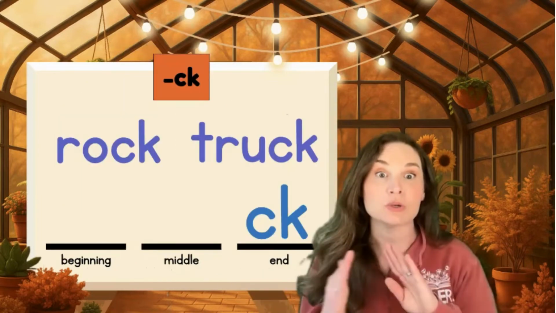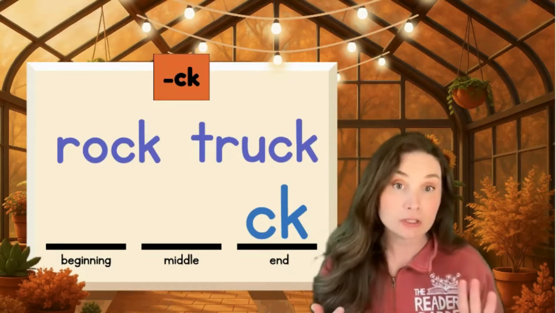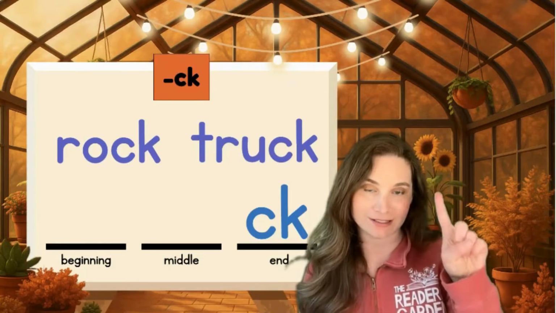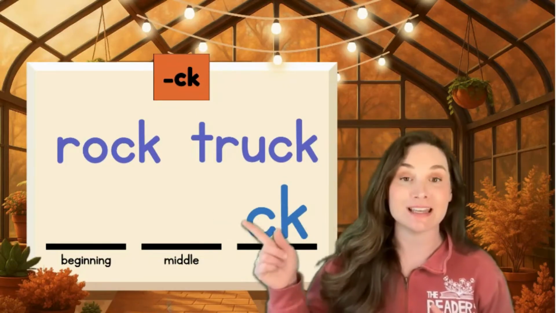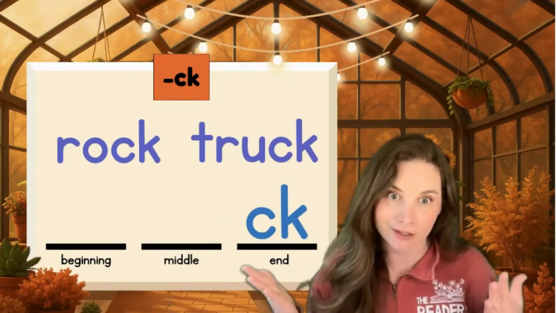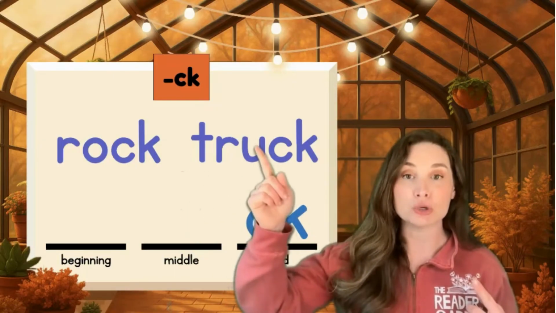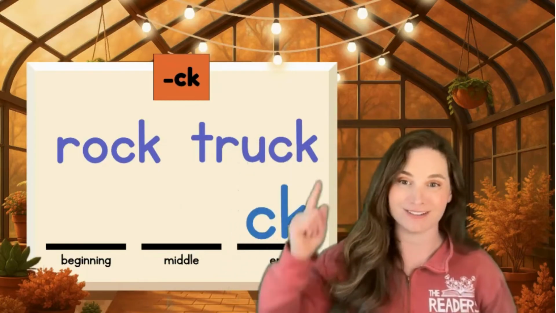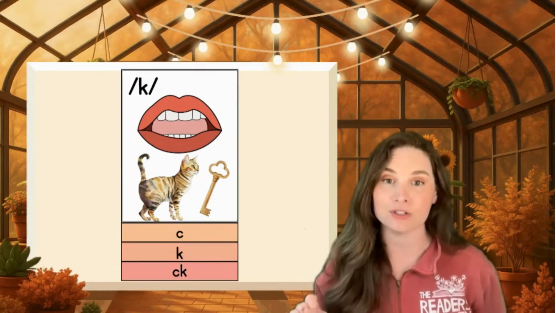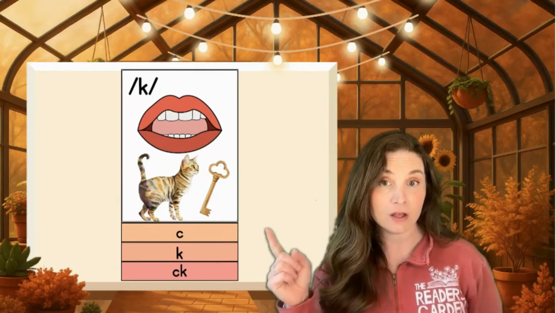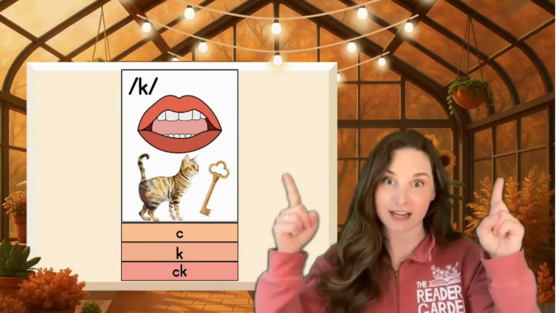So C and K, when they're teamed up, we call that a consonant digraph. A digraph means two letters that are working together to make one sound. And we have the C and the K doing that as a team. Here's two examples of seeing that C and K at the end of the word, which is really the only spot we're going to see it, in the words rock and truck. So now you know three ways to make the K sound. We can make it with the C by itself, we can make it with the K by itself, and we can make it with the CK digraph.